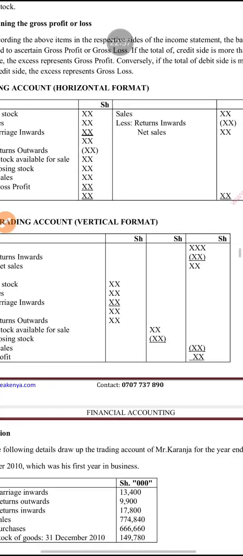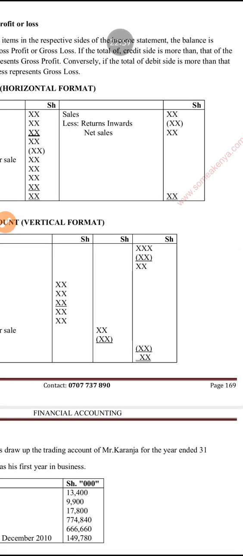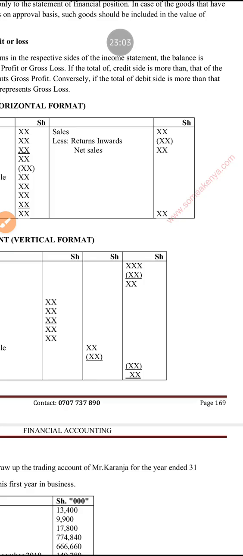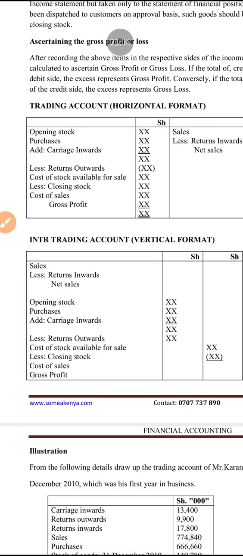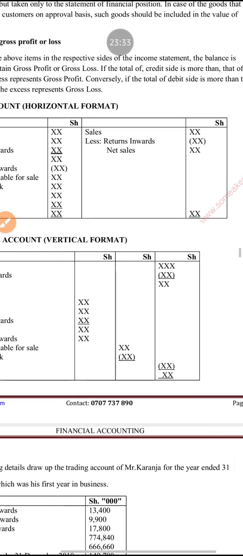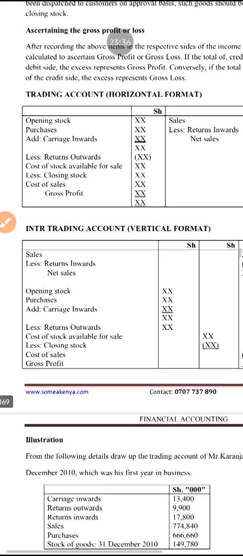Then on the other side, the credit side, we have the sales. We less return inwards to get the net sales. Then from the net sales, we less the cost of sales to get the gross profit or gross loss. So if the balance is on the debit side, it is referred to as the gross profit. But in the event that the balance is on the credit side, it would be taken to be a gross loss.